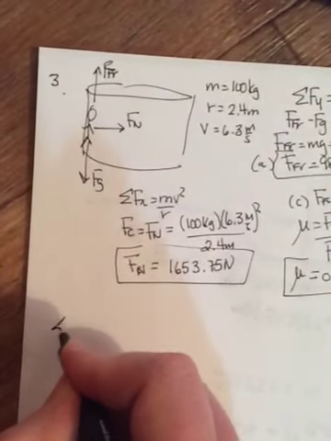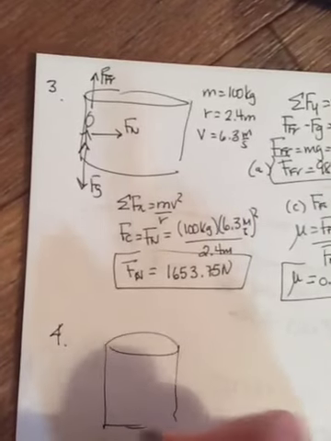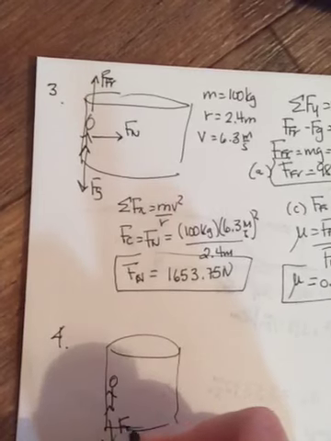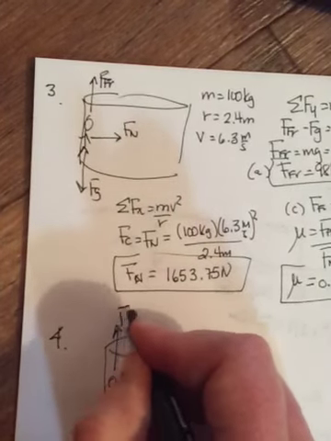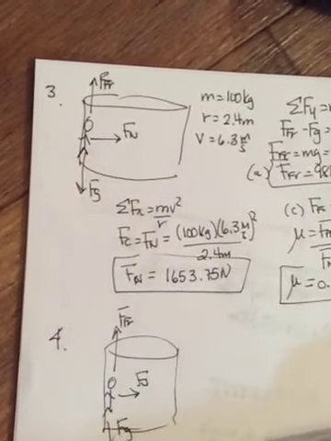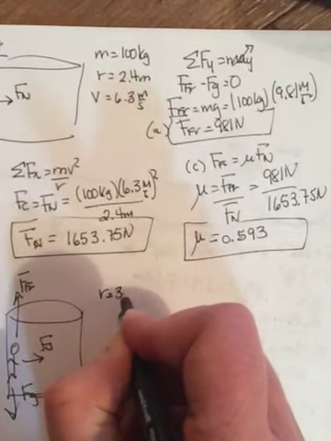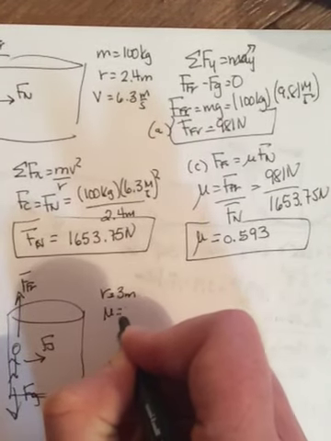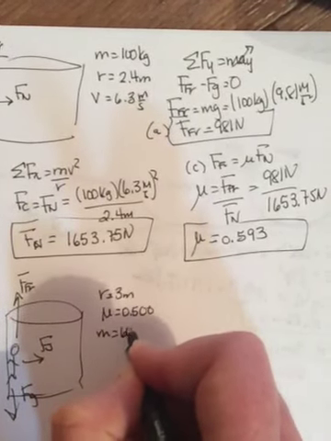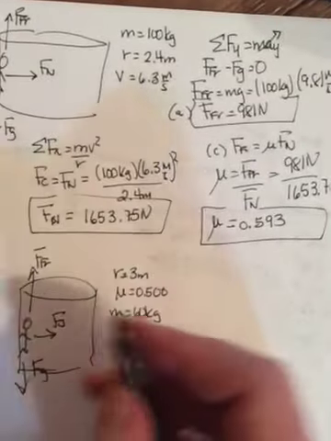Number 4 is also a typhoon ride, and we're going to run out of time on this one. Okay, person against the wall, Fg is acting down again, friction is acting up, normal force is acting in. And so it says, built with a radius of 3 meters, coefficient of friction is 0.5, assume a person of 60 kilograms is on the ride, what is the force needed to hold her up? In other words, what's friction?